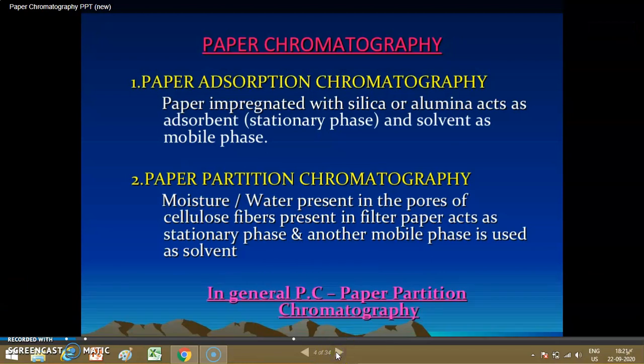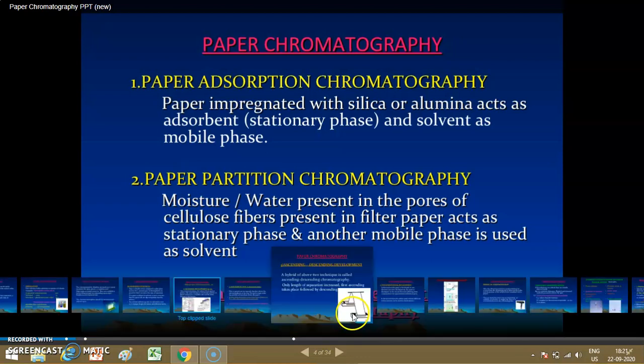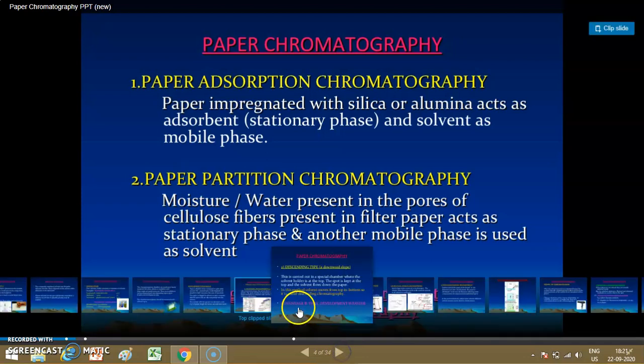So these two are the types of paper chromatography. Next, paper chromatography is again classified into three types depending on the development: ascending chromatography, descending chromatography, and radial chromatography. We will discuss those one by one.